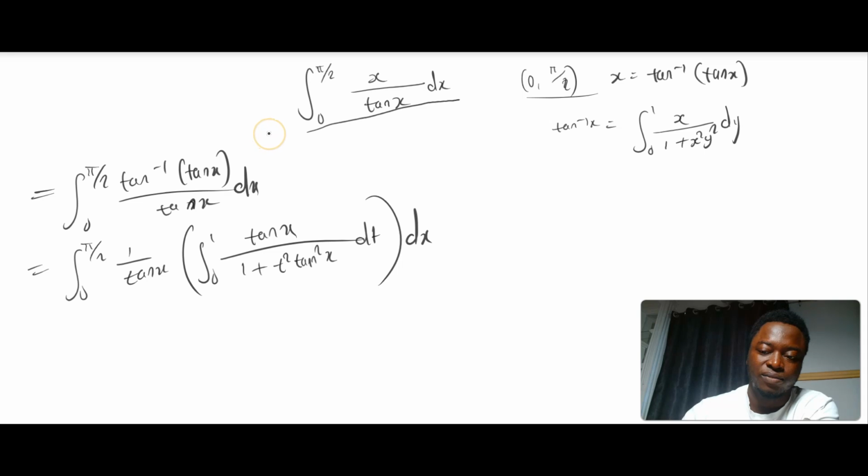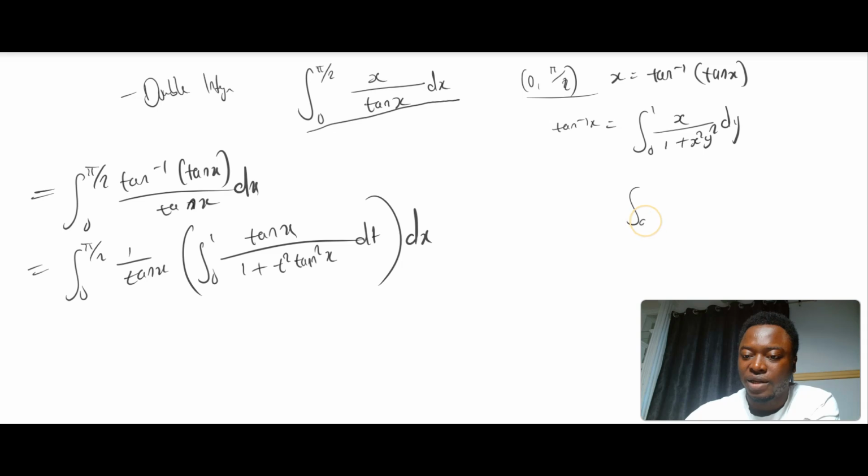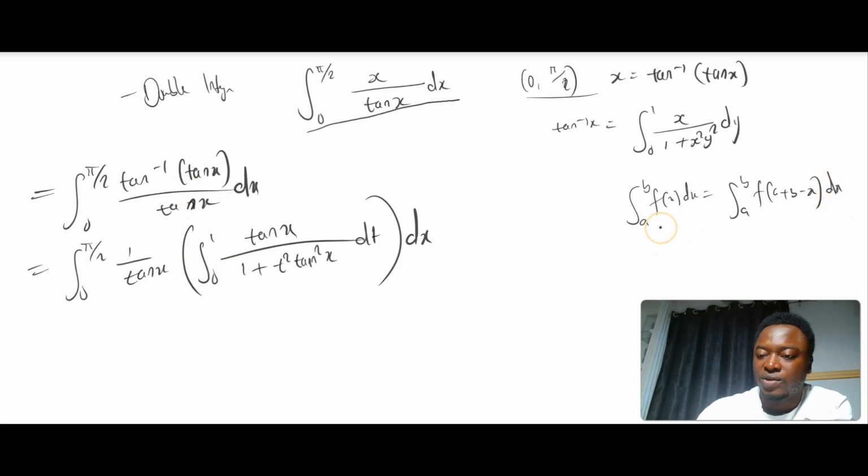So this method here, I would call the double integration technique. But you should understand that there is another method you can use to solve this, and that is the King's property, the fact that the integral from a to b of f of x dx is the same thing as the integral from a to b of f of a plus b minus x dx. So there are several ways to solve this problem. I'm going to just pick the double integral method because it is much more relatable to me.